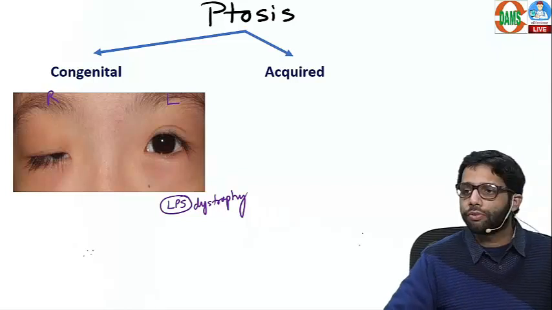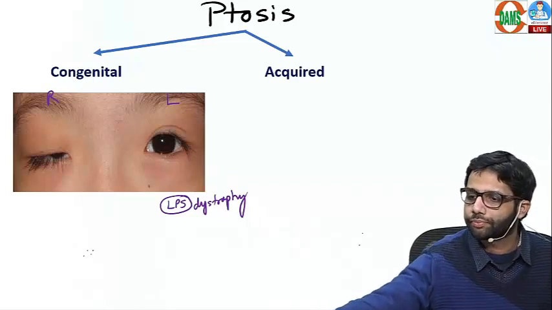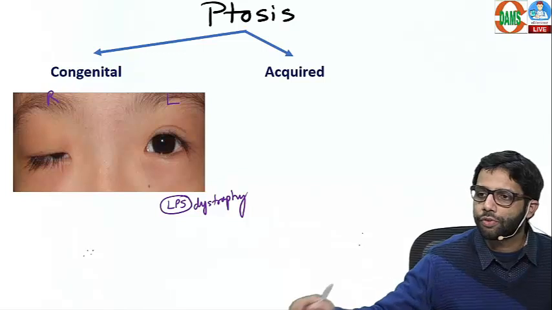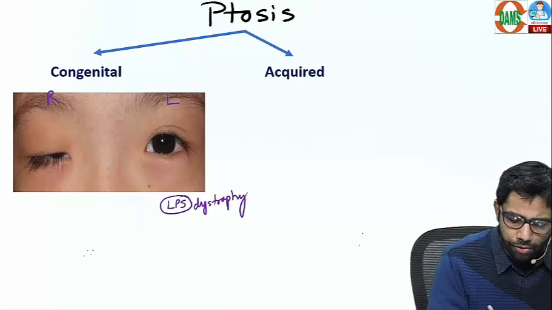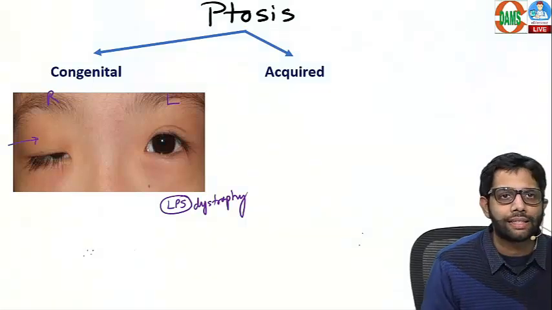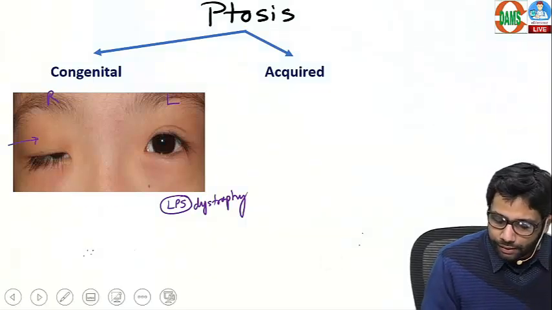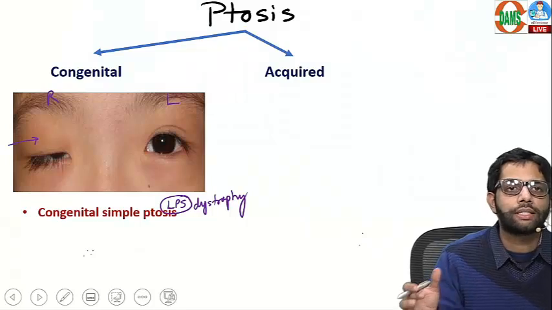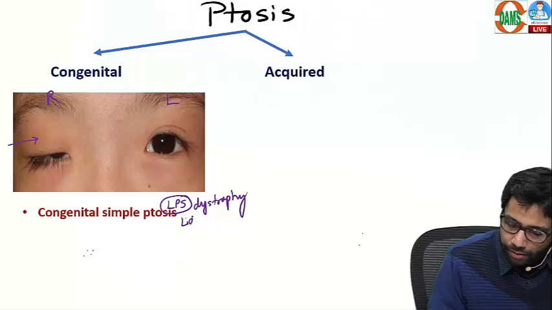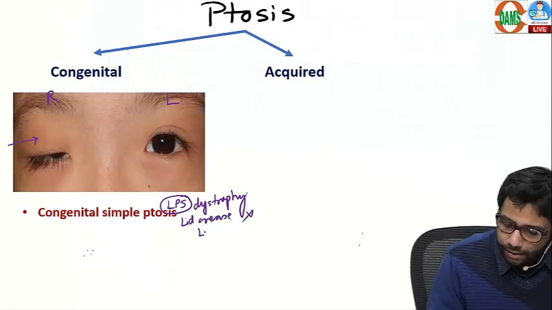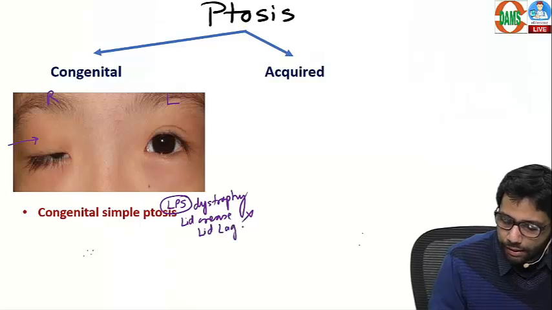There is a dystrophy of LPS. Since birth, the LPS is not formed. If LPS is not formed, you can see the lid crease is absent. This is known as congenital simple ptosis. When only LPS dystrophy is there, lid crease is absent, and there is a sign known as the lid lag sign which is present.